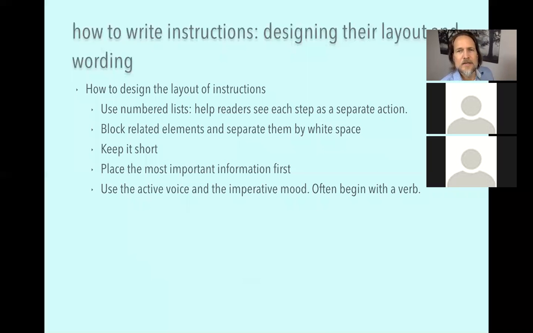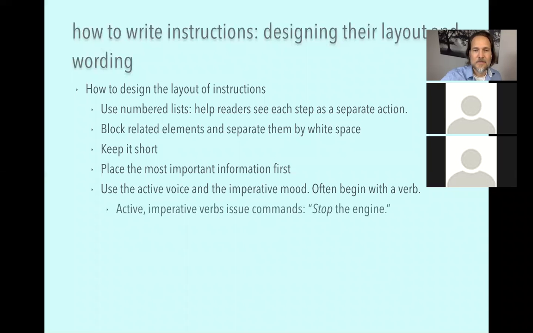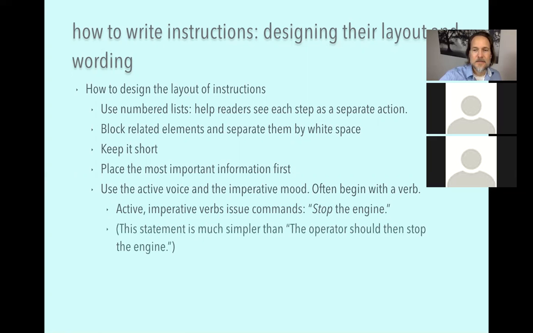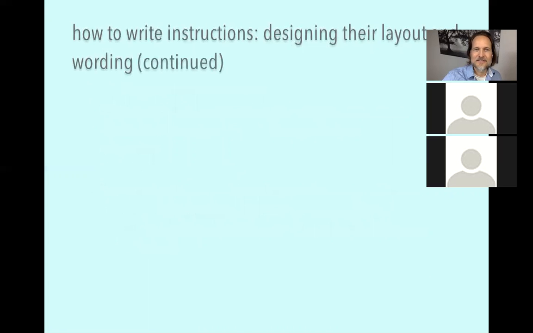Imperative mood is a directing mood, so you're giving commands and you're often beginning with a verb. So place the item, place is a direct command. Stop the engine. There you go. We're not doing this full explanatory sentence: the operator should then stop the engine. No, stop the engine. So instructions are the one area of professional writing where we can act as dictators. Go do this. There you go.